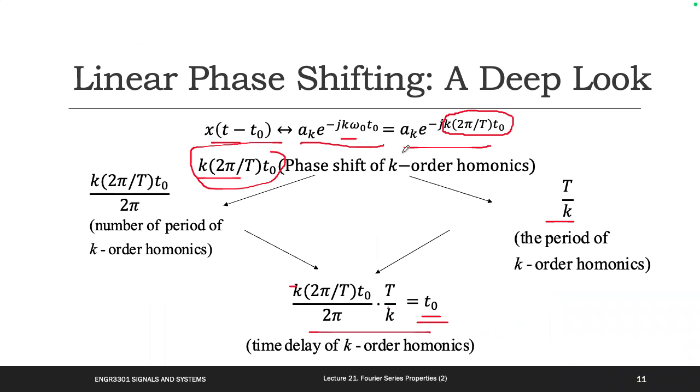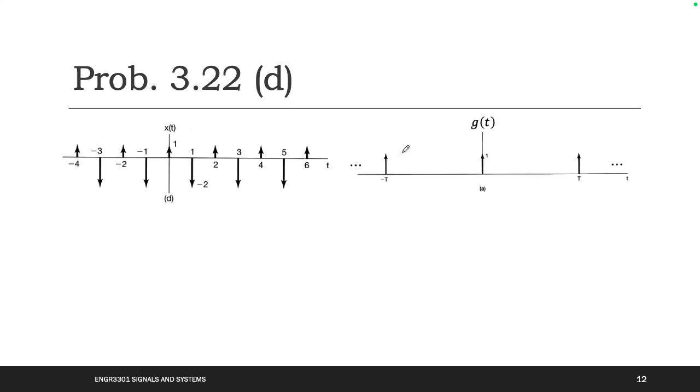Any questions so far? Okay, and then let's try to review one problem. Yeah, this one. Actually, we have already talked about this one. Yeah, x(t), we know, and this is the g(t). Actually, these are two commonly used signals. And we know this is the FS coefficient for the g(t), am I right? And for the x(t), the period is 2, am I right?